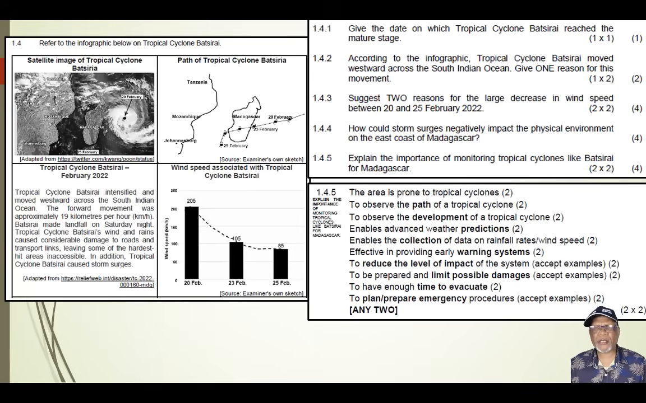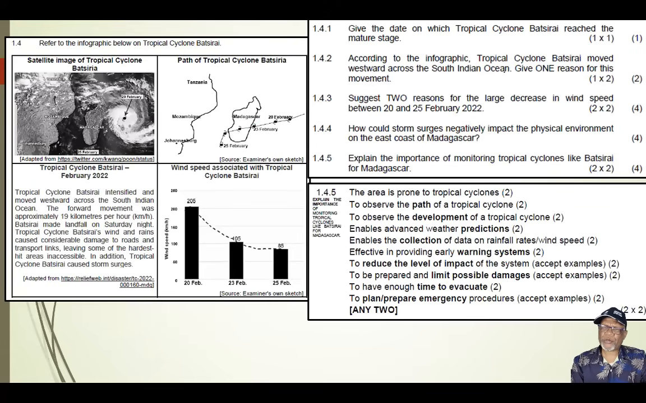Okay, let's look at a few activities on tropical cyclones. Here is the first question. Give the date on which tropical cyclone Batsirai reached the mature stage. When you answer these kinds of questions, you simply use the diagram that you have in front of you and interpret it.